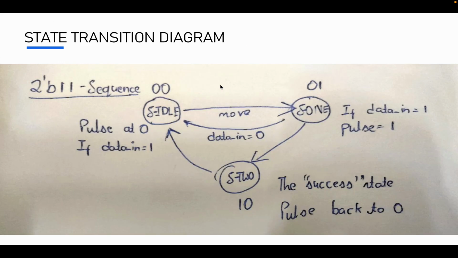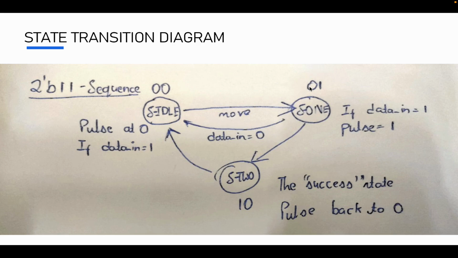This is the state transition diagram for the sequence detector. Here you have three states, that is S idle, S1, and S2. At S idle, the pulse is nothing, it shows the increment. If data in is 1, you will move to S1. That means in this sequence, the first data is confirmed that it is 1. So now that it is confirmed, you will increment the pulse to 1.